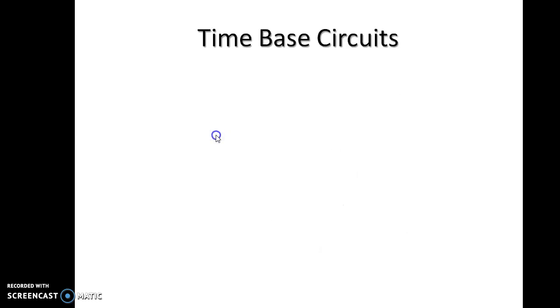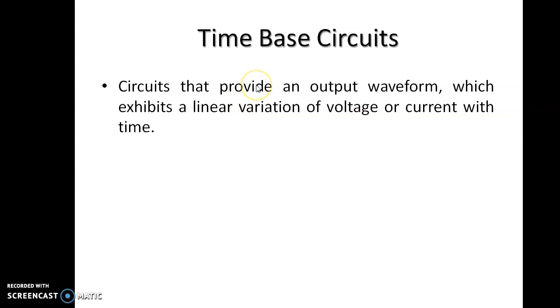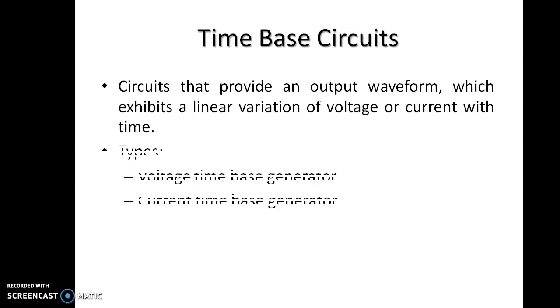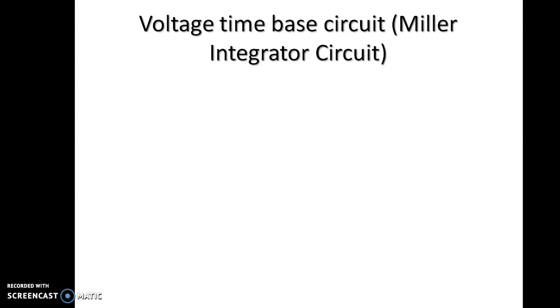Time-base circuits provide an output waveform which exhibits a linear variation of voltage or current with time. Two important types of time-base circuits are the voltage time-base circuit and the current time-base circuit. So now let us see the voltage time-base circuit.